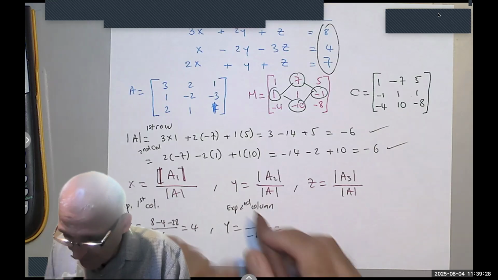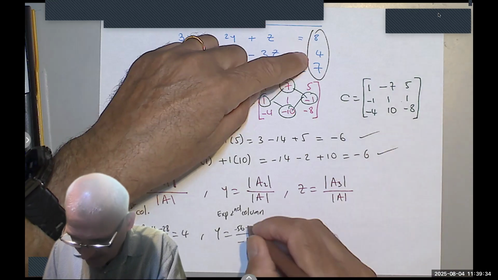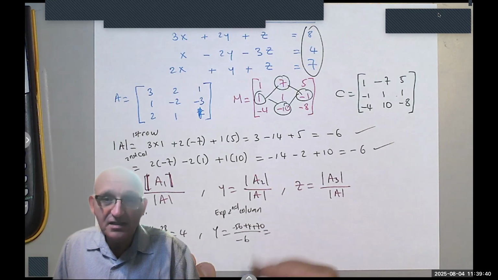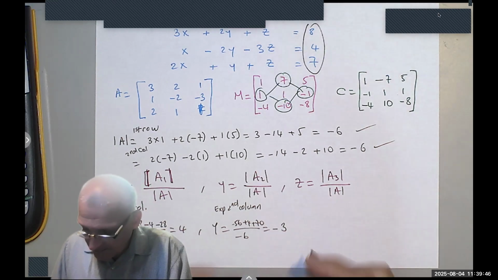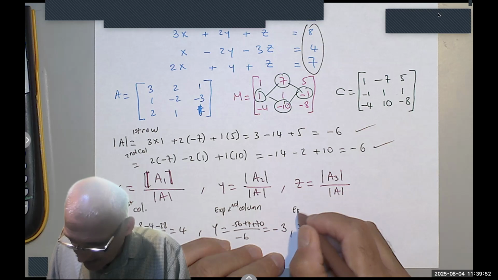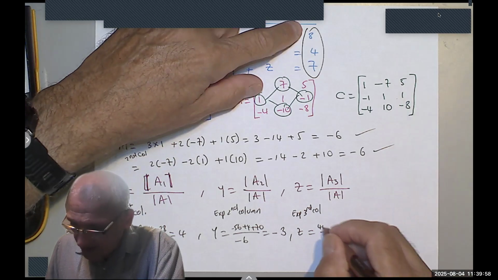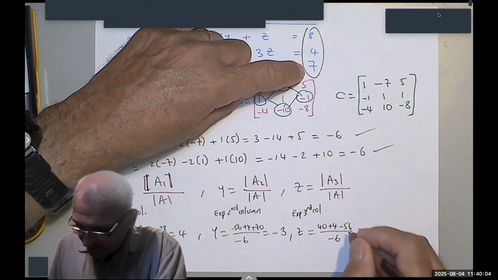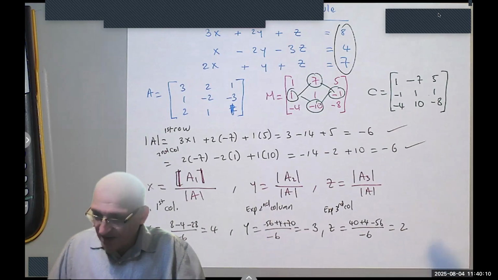And then you expand. So when we expand the second row, you get -56 plus 4, that's -52, plus 70. 70 minus 52 is 18, and 18 over -6 is -3. Finally, the z becomes expanding the third column. 8 times 5 is 40. 4 times 1 is 4, so 44. Minus 56. 44 minus 56 is -12, and -12 over -6 is +2, and the problem is solved.